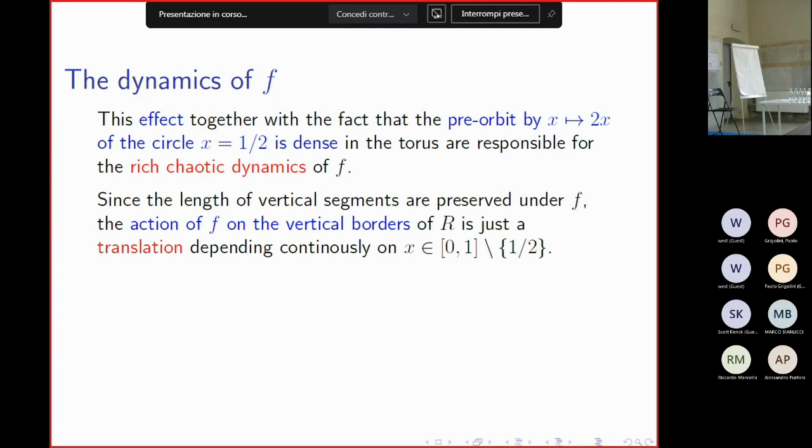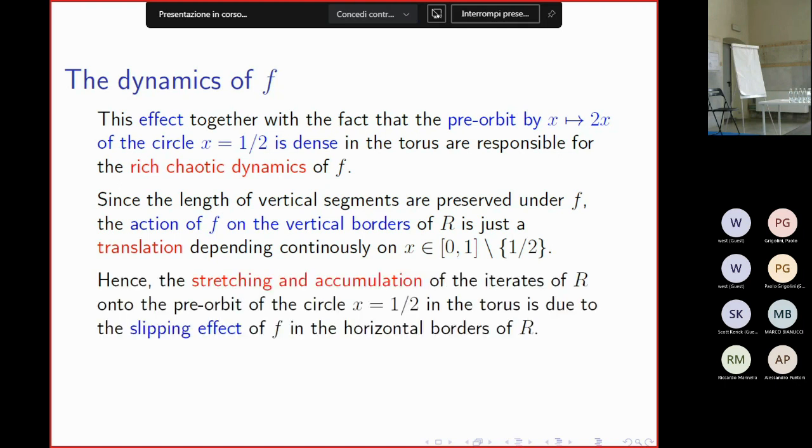And since the lengths of the vertical segments are preserved under f, the action of f on the vertical borders of the rectangle is just a translation depending continuously on the point in the base. And go on to the pre-orbit.